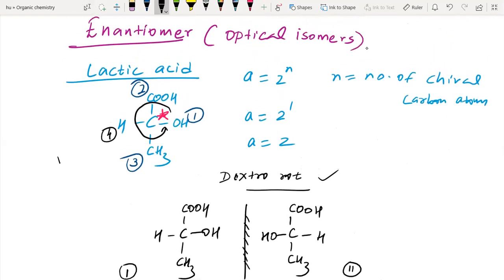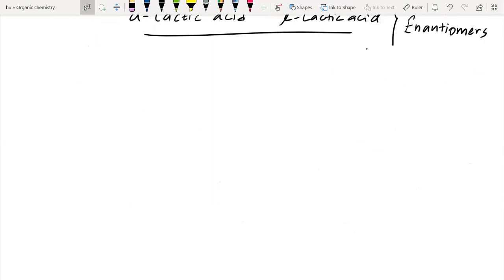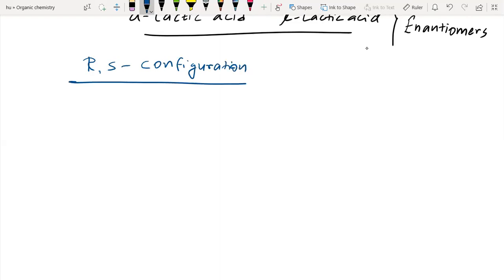Now, as I showed you here how to find out this optical activity, or better to say configuration, whether this is dextro or levorotatory, we'll have more examples to make you understand whether the given substances are dextrorotatory or levorotatory. That concept is known as RS configuration. Let's have a look at what RS configuration is. R is rectus, which means right, and S is sinister, meaning left. With this RS configuration, in a simple way, you can understand dextrorotatory and levorotatory.